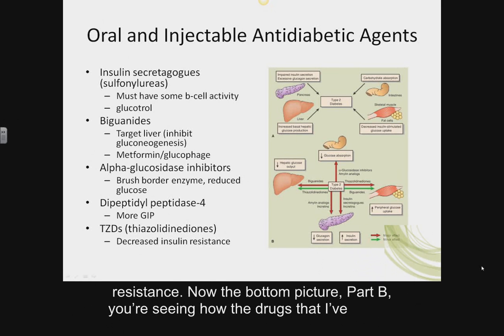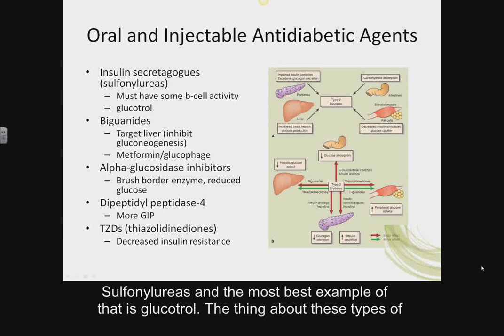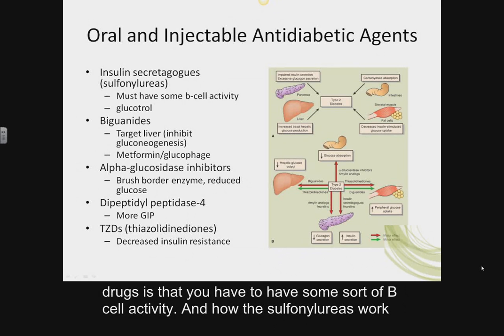Now the bottom picture, part B, you're seeing how the drugs that I've highlighted here are going to affect their target tissues. First, I'd like to talk about the sulfonylureas, and the best example of that is Glucotrol. The thing about these types of drugs is that you have to have some sort of beta cell activity.